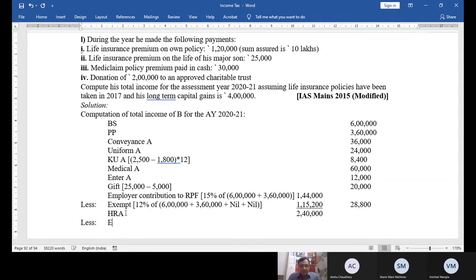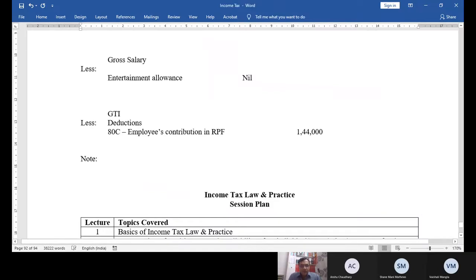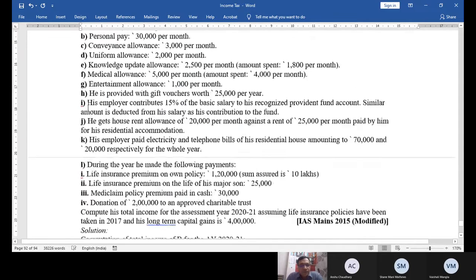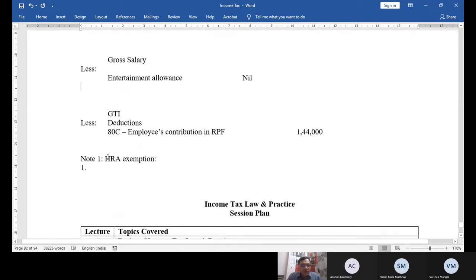How much is exempt? You have to compute the least of the following. How do you compute the least of the following? Note 1, fair you can do yourself. HRA exemption, how do you compute? First point is 50% or 40% depending upon where the residential house is situated. The question says Delhi. The house is in Delhi. It is my assumption because the job is in Delhi, and if nothing is mentioned where I reside, I will reside in Delhi itself. So first point is 50% of salary.